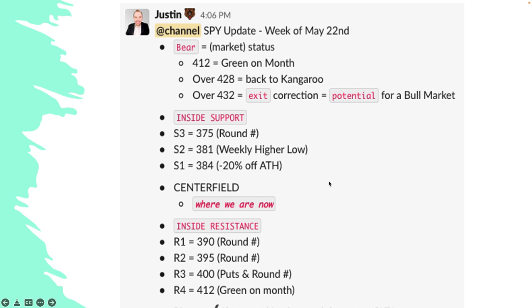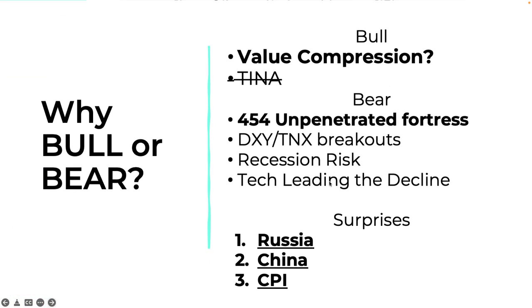It's mostly round numbers for this week. Why bull or bear? Bulls. Well, we've had a whole bunch of value compression. We're now noticing that is feeding through to retailers. Walmart's still more expensive than the bulk of the trillion-dollar companies, which means we have seen a lot of value compression. Is it enough? We'll find out.